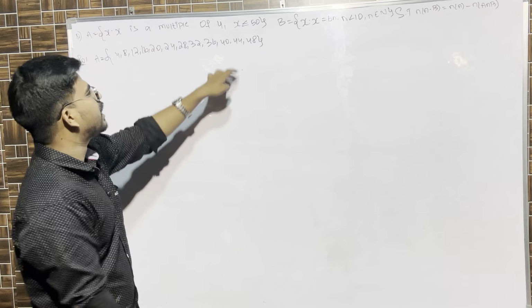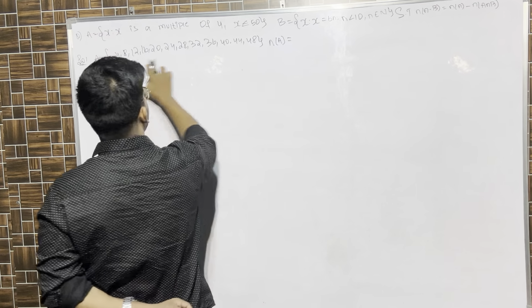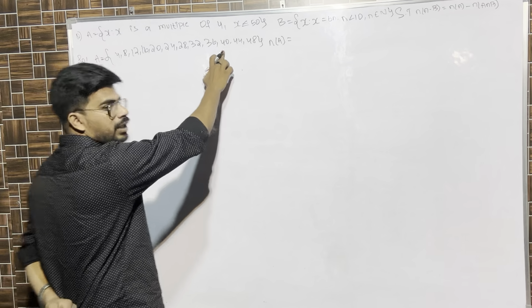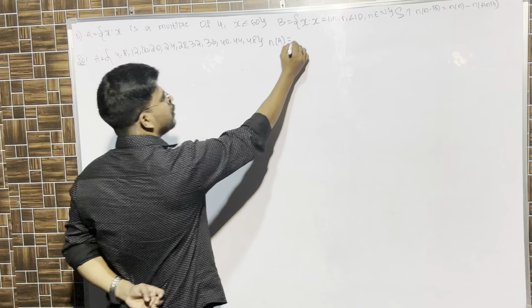How many terms are there? We will write it here: number of terms in A. How many terms are there? 12, because 4 times 10 is 40, then 11, 12. So overall n of A is 12.